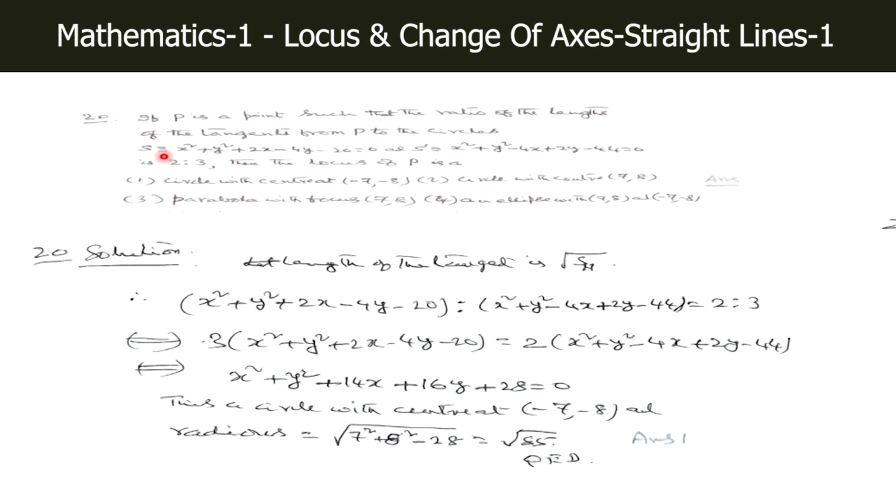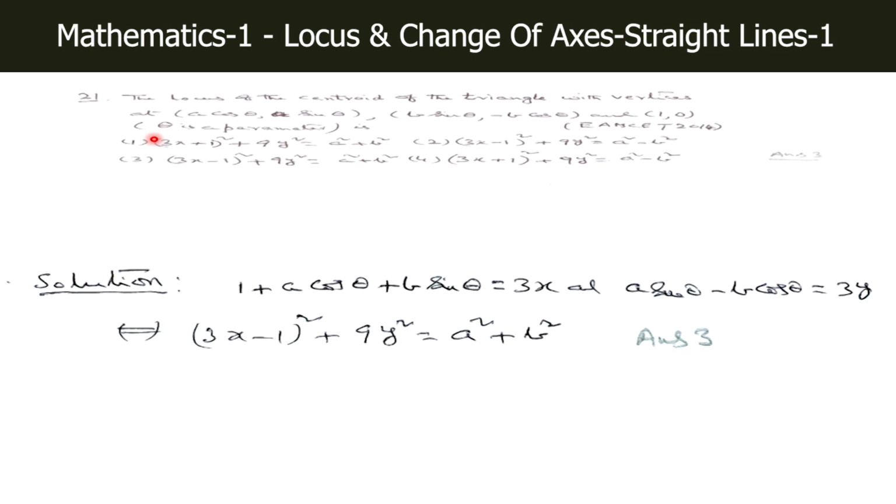So the answer is 1. Question 21. The locus of the centroid of the triangle with vertices (a cos θ, a sin θ), (b sin θ, -b cos θ) and (1, 0), where θ is a parameter, is: 1) (3x + 1)² + 9y² = a² + b², 2) (3x - 1)² + 9y² = a² - b², 3) (3x - 1)² + 9y² = a² + b², and 4) (3x + 1)² + 9y² = a² - b². Of course, this was asked in the 2014 EAPCET.